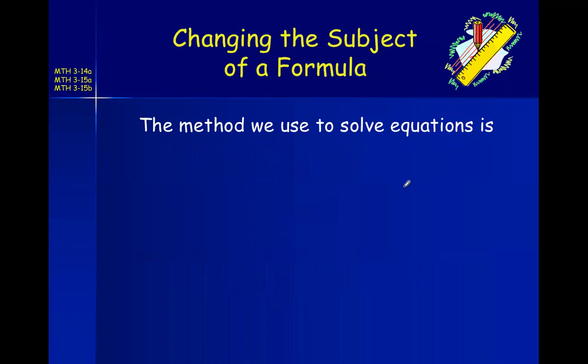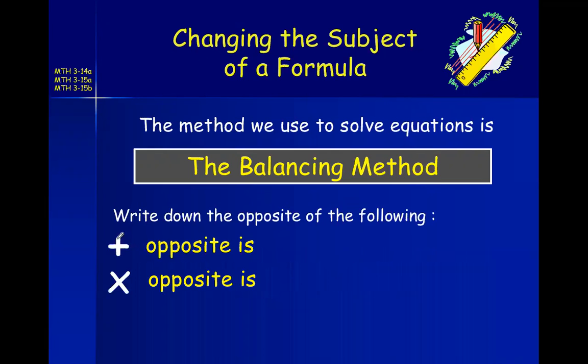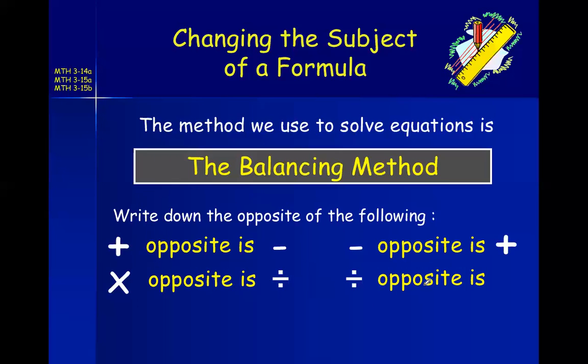So the method we use to solve equations is what we call the balancing method. We've seen that before. Write down the opposite of the following. Whenever we've got an add, we take away. When we had a times, we were dividing. When it was taken away, the opposite was adding. I think I went through this before with you. And if it was dividing, it's just whenever we were solving equations, that's what we were doing, right? When you had like 2x plus 1 equal 5, I told you to get rid of the 1 by taking away 1 on each side, then 2x equal 4, then get rid of the 2 by dividing by 2 both sides, and then you got your x equal 2.